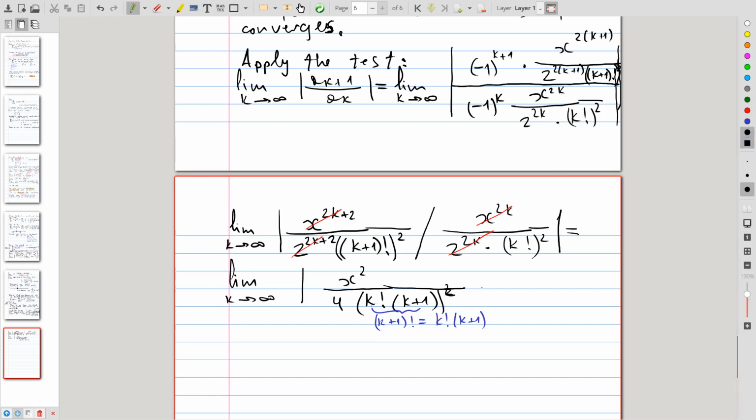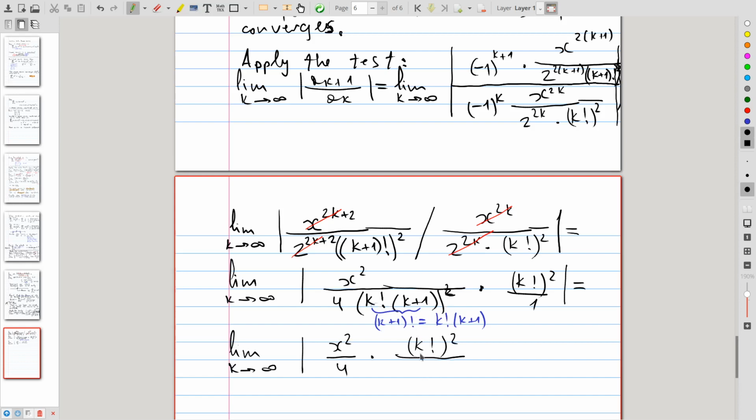Now it is multiplied by k factorial squared over 1. Right? So everything else in the second quotient has cancelled already. Great. So now we can take care of the factorials. We'll have the limit k goes to infinity, x squared over 4, and then in the numerator, let us put k factorial squared, and in the denominator, we'll place this expression squared.